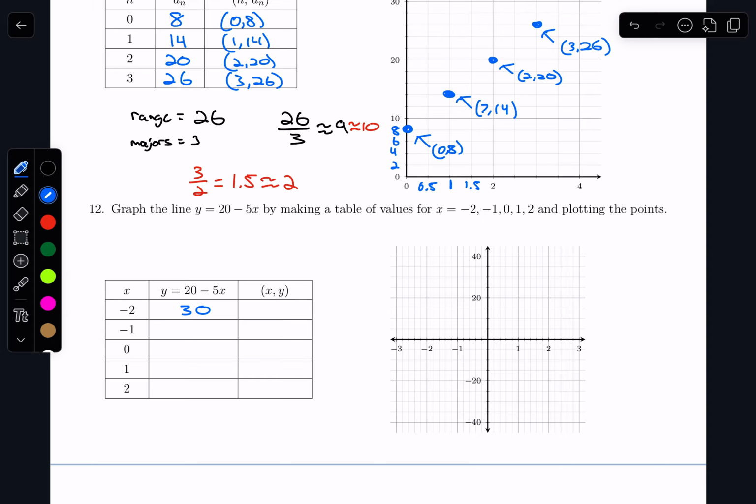Okay. Now I'm going to use my common difference to go to the next term, which is this -5 here. The slope and the common difference are the same, so I'm going down by 5 each time, which means I'm going to get 25, and then 20, and then 15, and then 10. So my ordered pairs are (-2, 30), (-1, 25), (0, 20), (1, 15), and (2, 10).